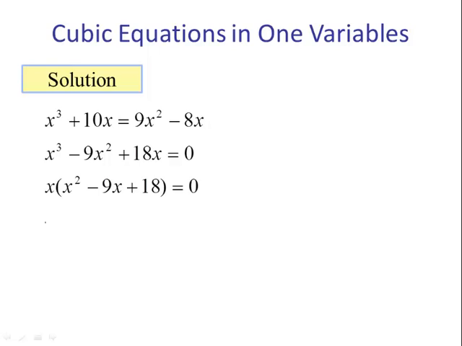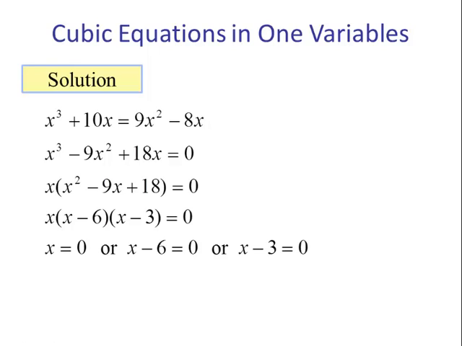So we need to think of what two factors multiply to give a positive 18 and add up to give a negative 9, and that would be a negative 6 and a negative 3. So now we have x times the binomial x minus 6 times the binomial x minus 3. This equals 0. The zero factor property says that either this value is 0 or this one or this one. So we set all three factors equal to 0 and we solve for x.